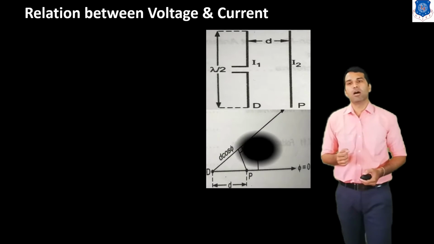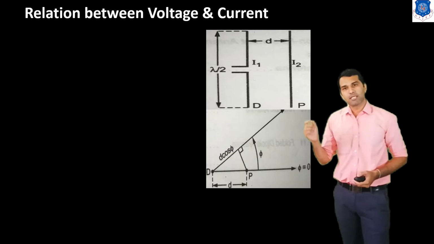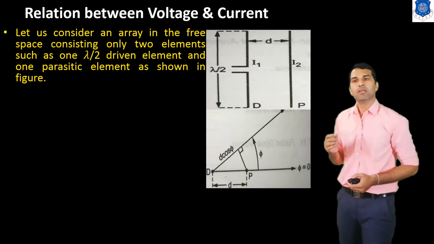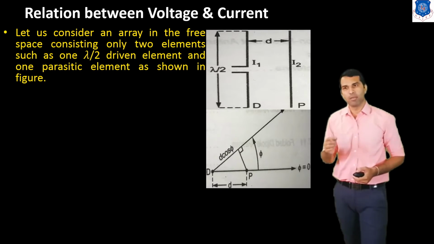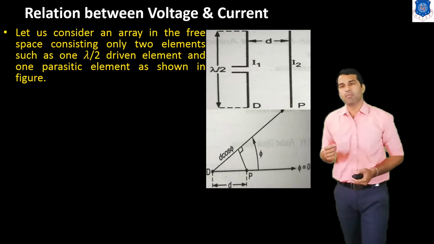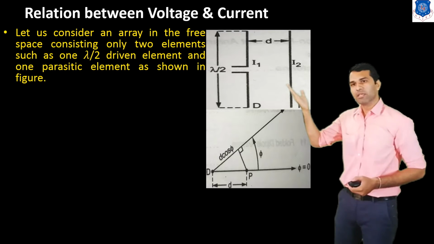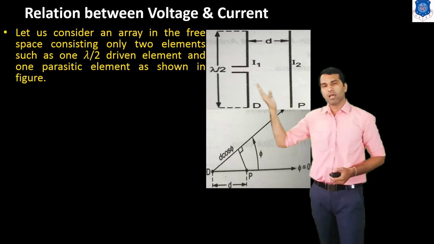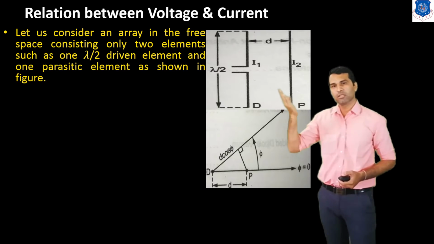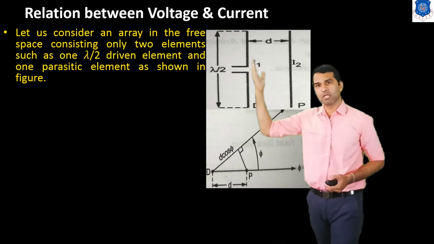Now we discuss the relation between the voltage and current in the parasitic element. We consider an array in free space consisting of only two elements, a lambda by 2 driven element and one parasitic element, as shown in this figure. Here this is the dipole we have considered, and this is another element, and the distance between these two elements is d, and this is a driven element, that means our dipole is a lambda by 2 dipole.